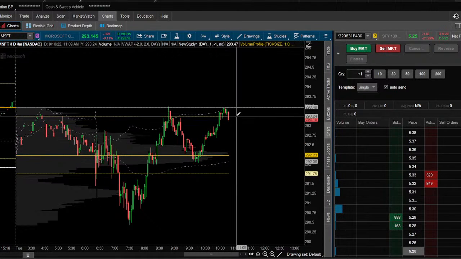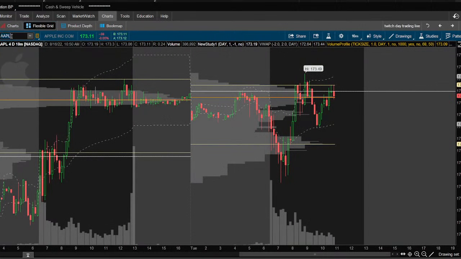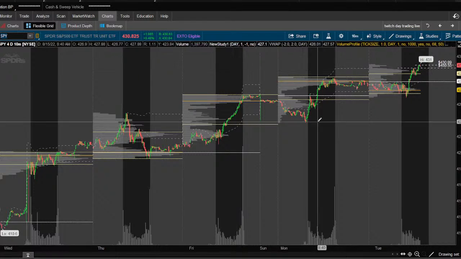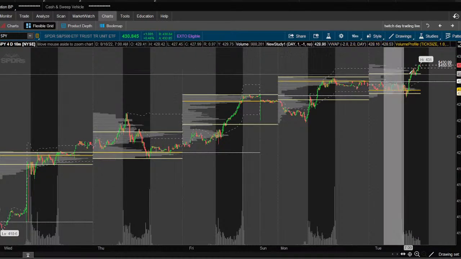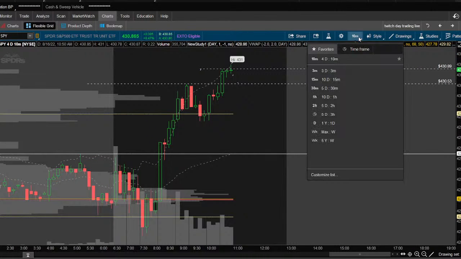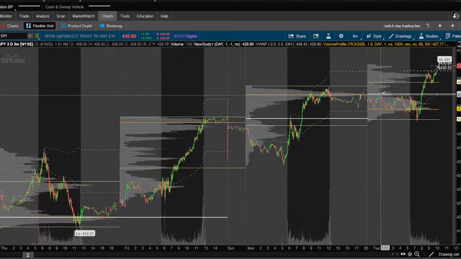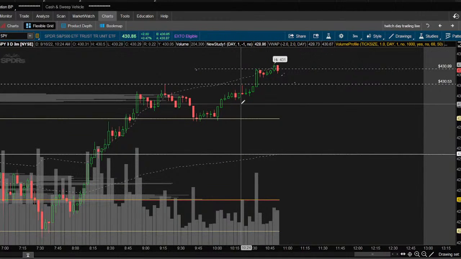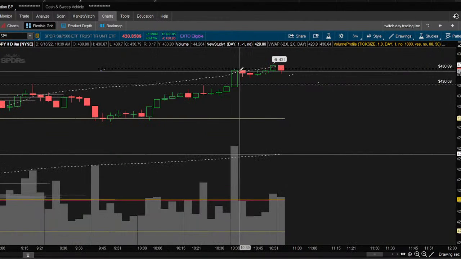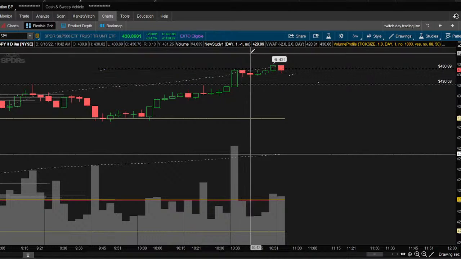So look at it now. It's getting rejected. SPY is getting rejected now. Let's see what happens there with SPY. Came back to my entry point. Well, where I entered in this candle, came down a bit.